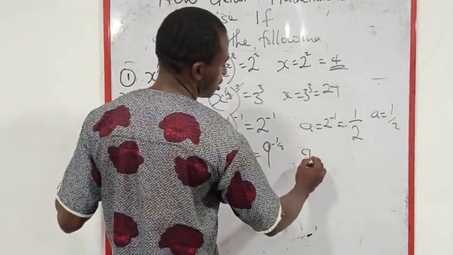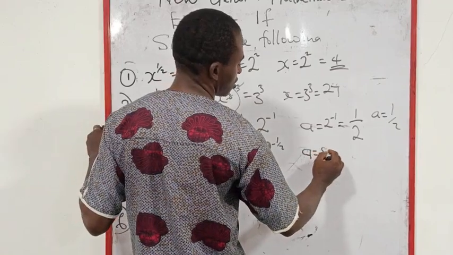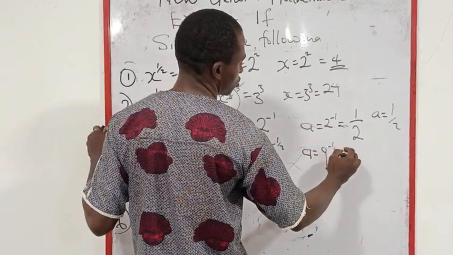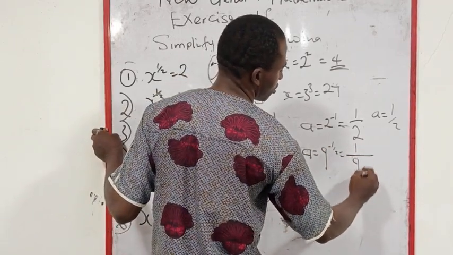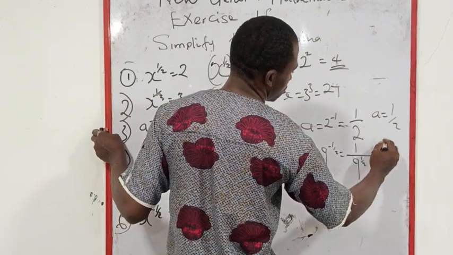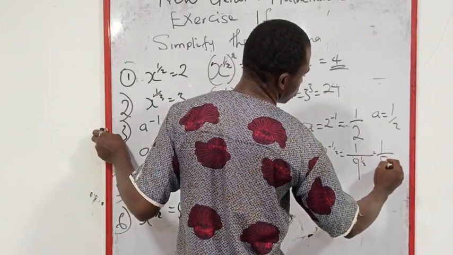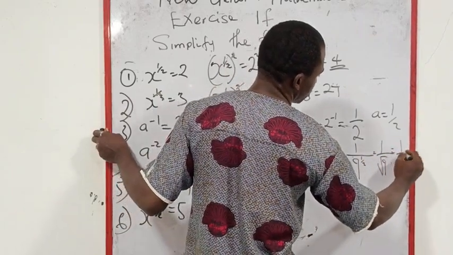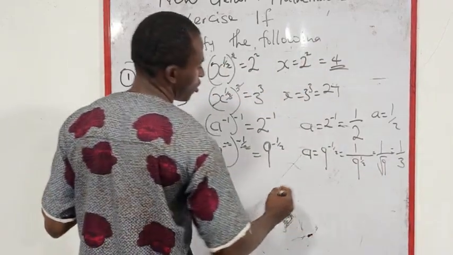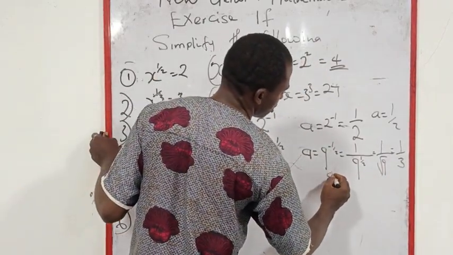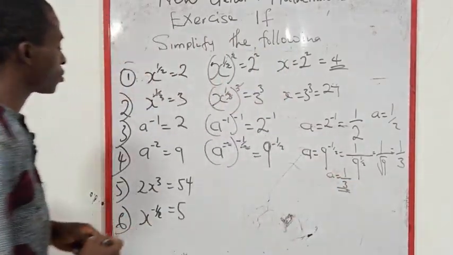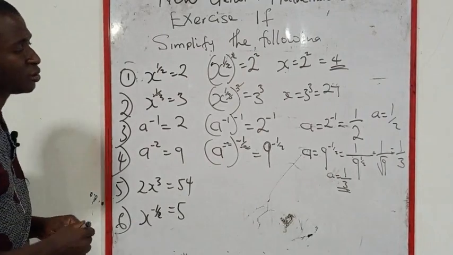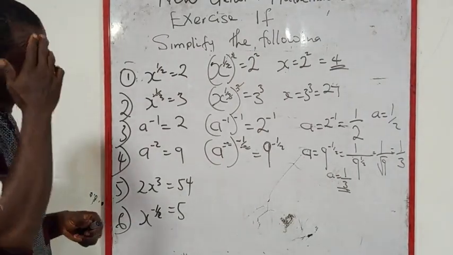So we'll now say a is equal to 9 raised to power minus 1 over 2. Remember our law, 1 over the number, removing the minus sign, which is 1 over square root of 9, which is 1 over 3. So our a is 1 over 3. Don't forget that. a is equal to 1 over 3.